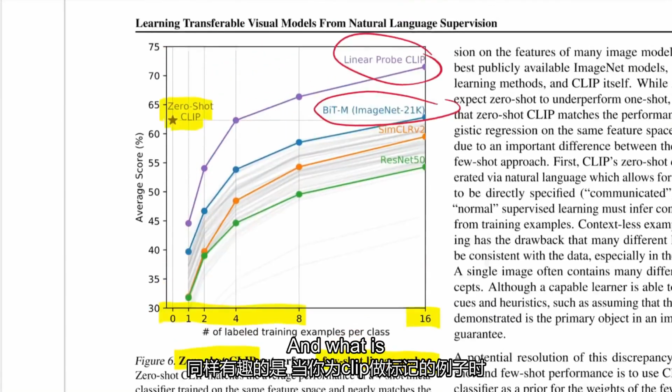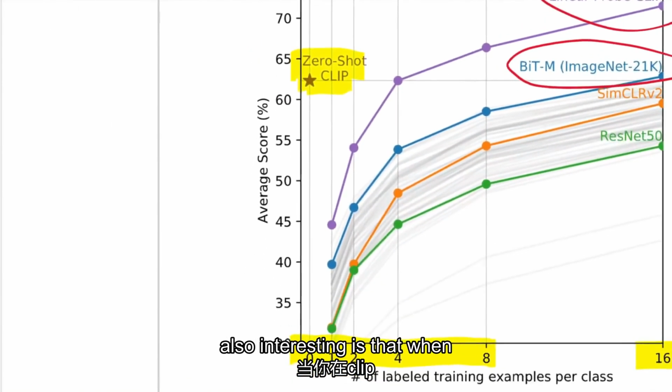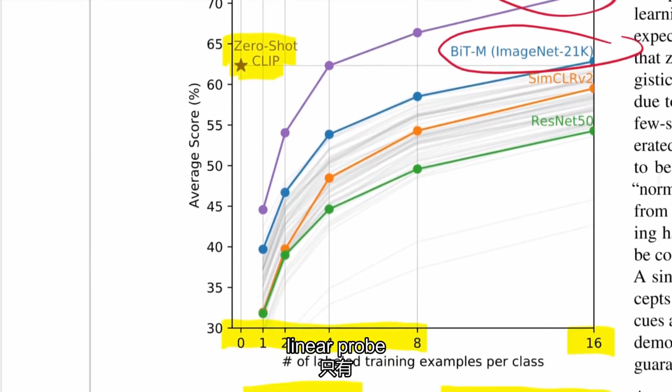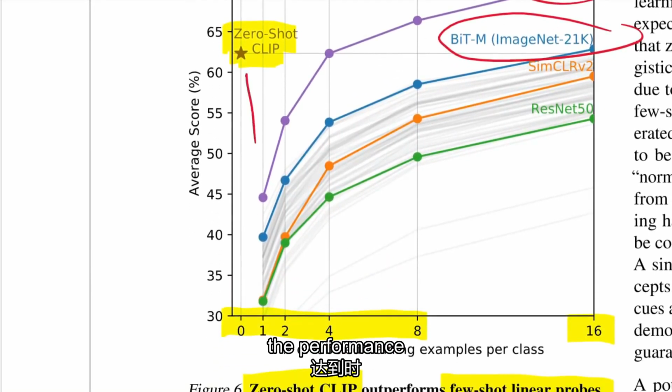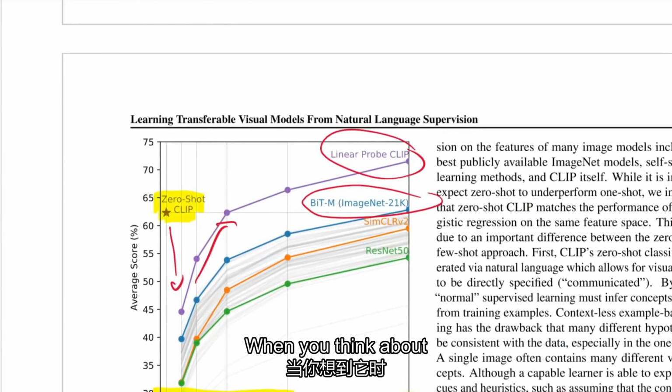And what is also interesting is that when you do labeled examples for CLIP, when you do linear probe on CLIP, the performance decreases first and only increases once you get to like 4 labeled examples per class. And that, you know, is pretty intuitive when you think about it.